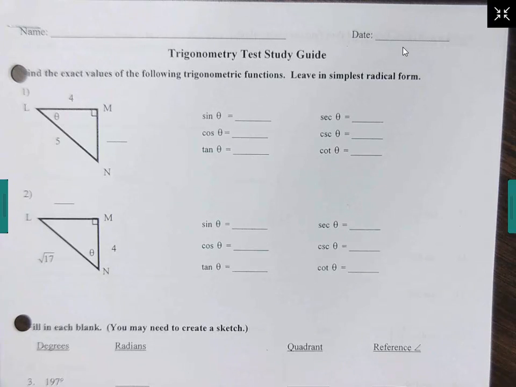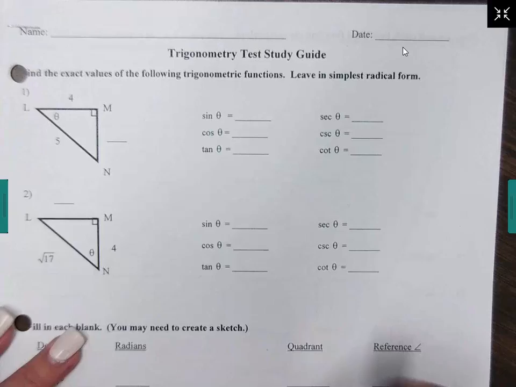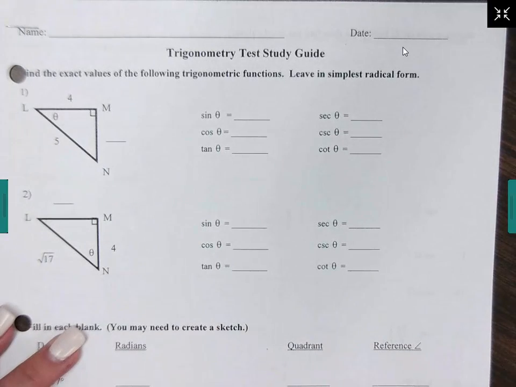Number 1, this is the sine of theta, cosine of theta. We know that we're going to have to find that missing side in order for us to find the sine of theta because we need opposite. How are we going to find that missing side? Pythagorean theorem. Very good. And how do we use the Pythagorean theorem on number 1?